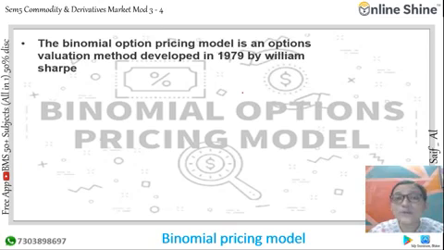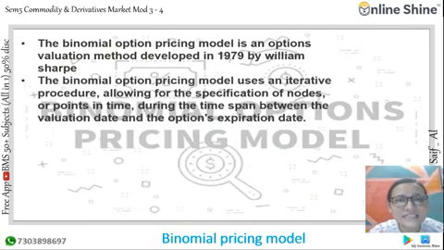The binomial option pricing model was developed in 1979 by William Sharpe. In this model, it uses an iterative procedure. What is an iterative procedure? Iterative means repetitions of the cycle of operation. It should be convergent, meaning it moves closely to the desired result. So iterative means repetitions of your operation cycle.